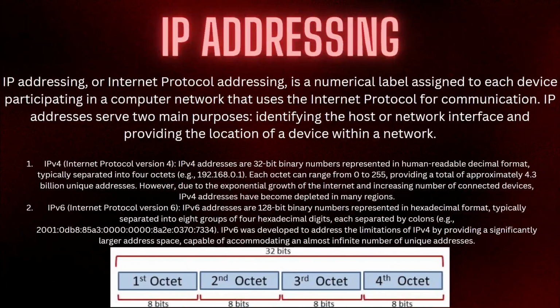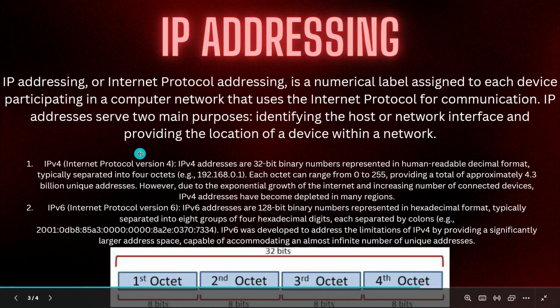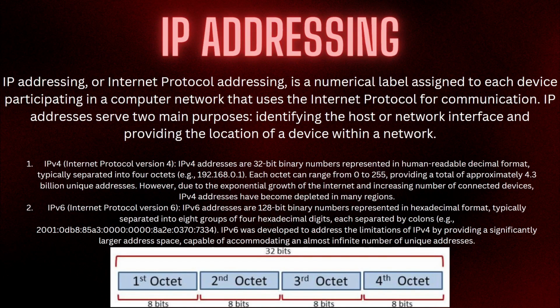Now, let's talk about IP addressing, short for Internet Protocol addressing. It is basically the assignment of numerical labels to the devices present in a network that uses the internet as a mode of communication. The main purpose of IP is to provide the location of devices within the network and to identify the host in the network. There are two versions of IP addresses: IPv4, Internet Protocol version 4, or Internet Protocol version 6.